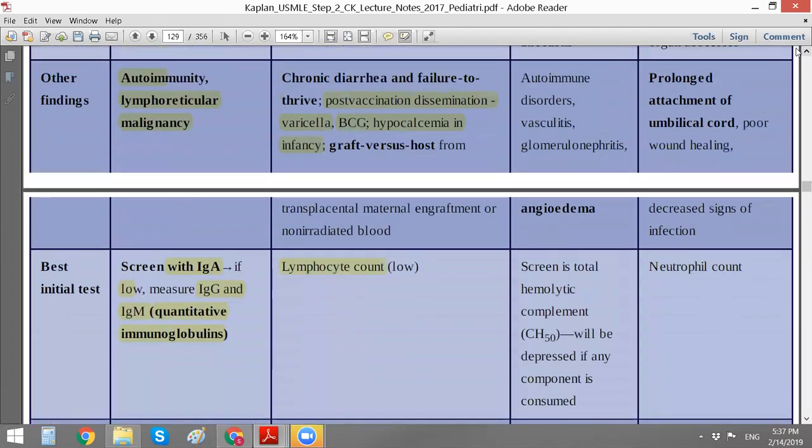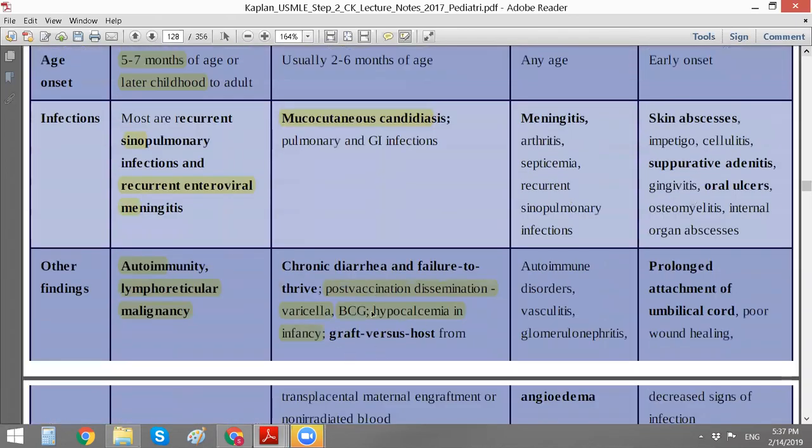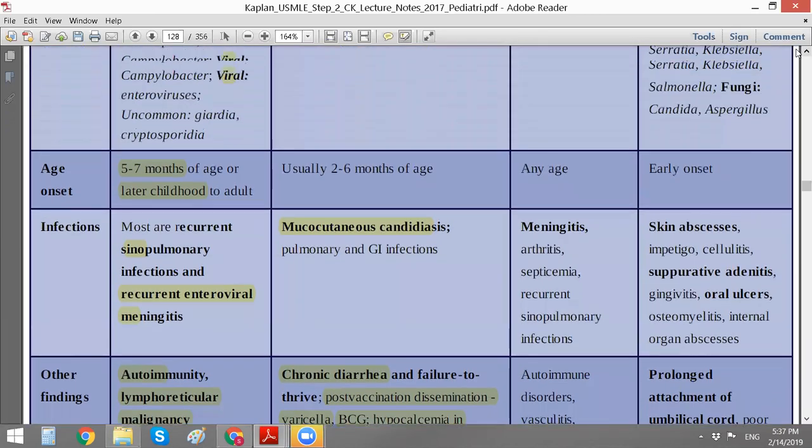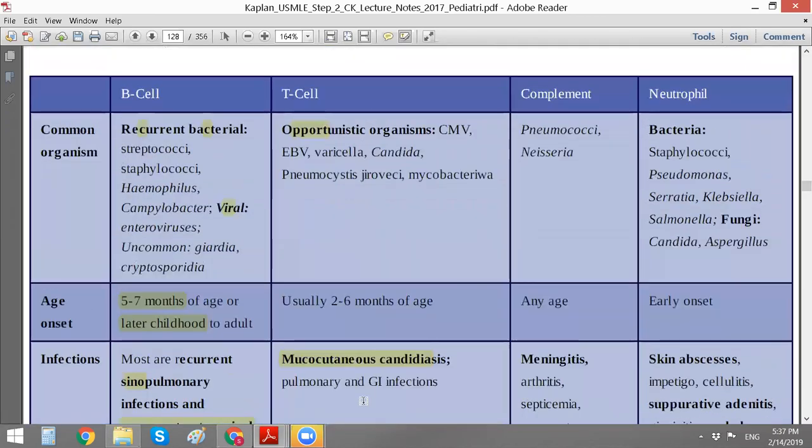The basic things were hypocalcemia in infancy, BCG, graft versus host disease, and post-vaccination dissemination of varicella. These patients have chronic diarrhea and failure to thrive. So these are opportunistic organisms in T cell deficiency, causing pulmonary and GI infection. Then we have complement.